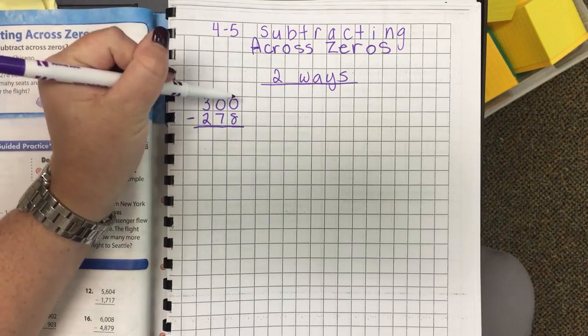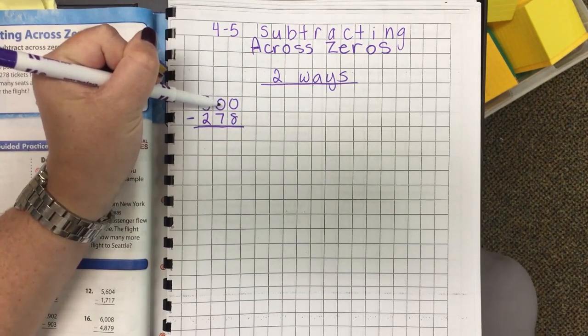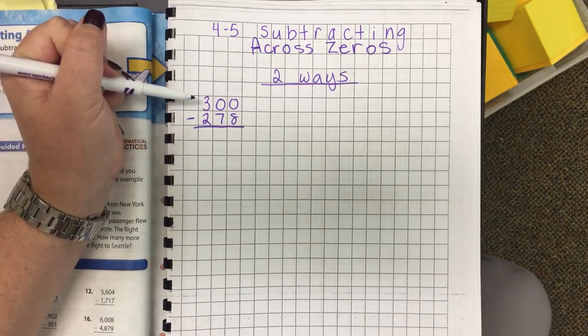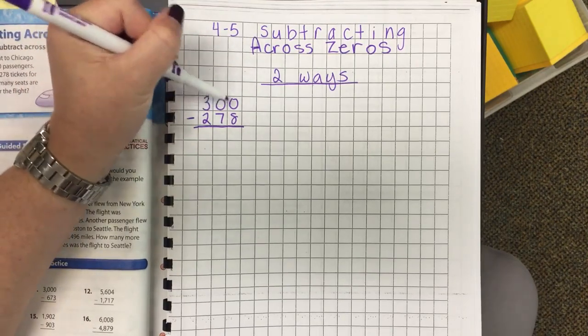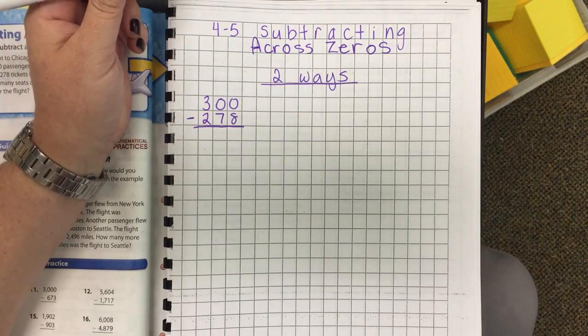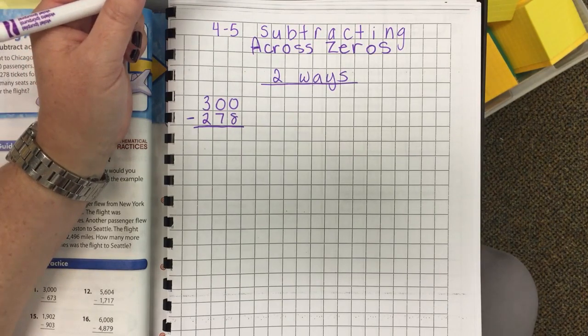0 minus 8, I can't do that. So I need to go next door and borrow, right? Well, there's nothing from there. So I have to go even more next door to borrow from there. So when we have to do things like that, to go all the way across, we call it subtracting across zeros. Now, there are two ways that we can do this.